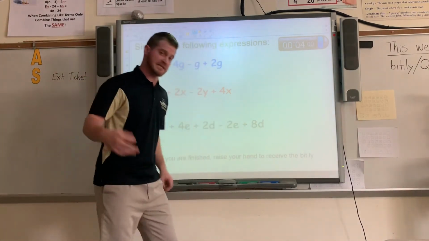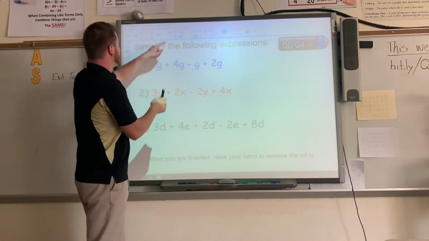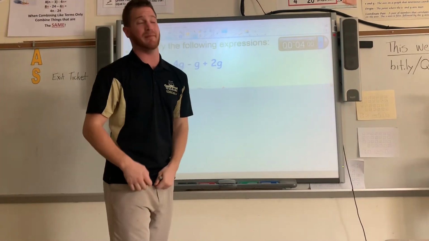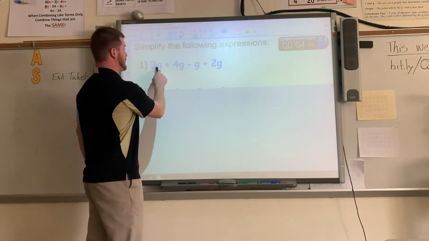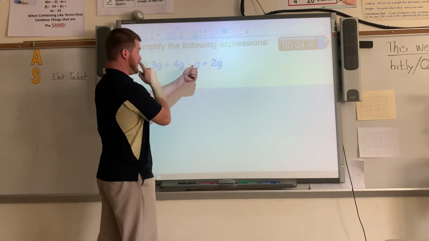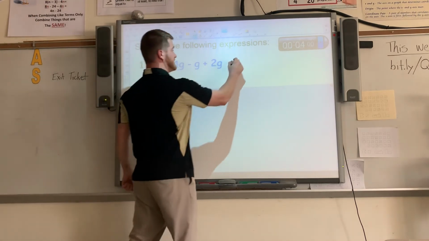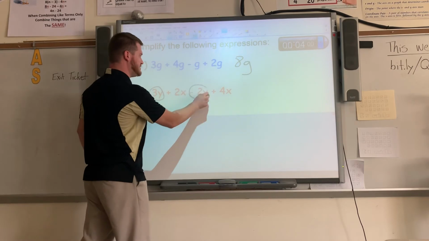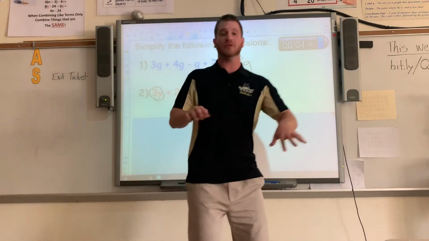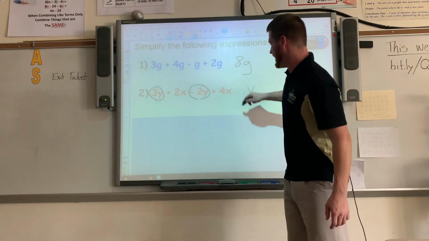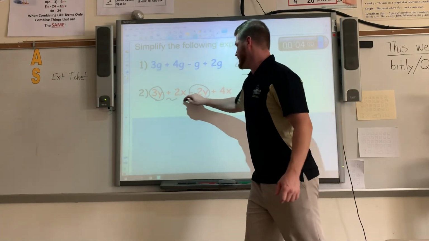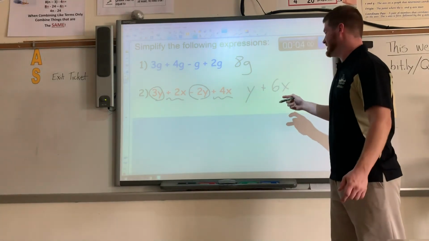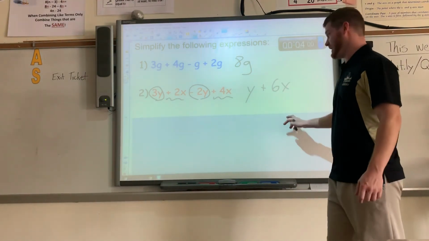Okay, hopefully you paused these. Let's go through these. Looking at number 1, when I see this, I notice that they all have the same variable, meaning that my answer is going to be one final term. So 3g plus 4g is 7g, minus 1g is 6g, plus 2g gives us 8g. The next one, 3y minus 2y gives me 1y. Now remember, we don't ever write 1y, we're just going to write y. It's implied that there's an imaginary 1 there. Then I have 2x plus 4x gives me 6x. Or if you want to rewrite this, usually you would see this one written as 6x plus y.